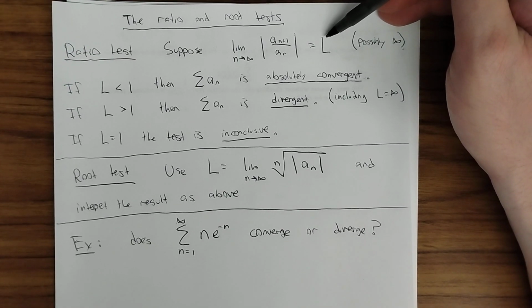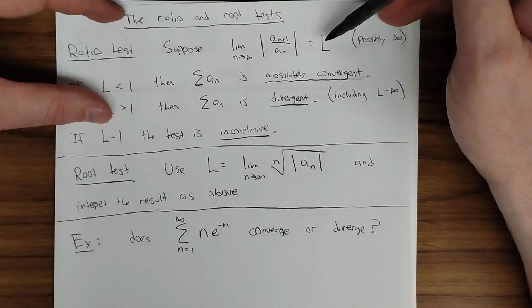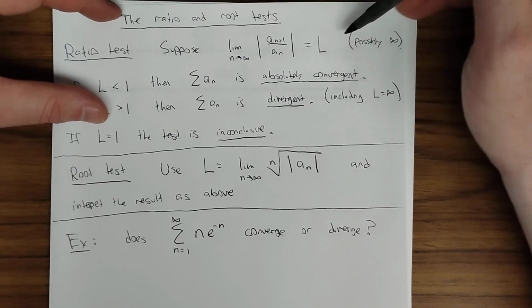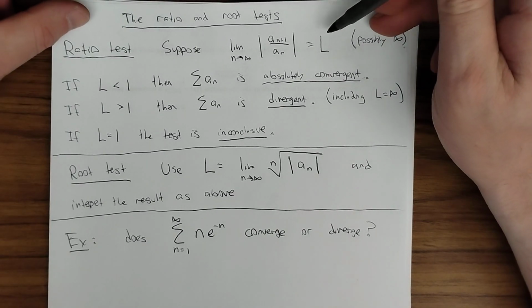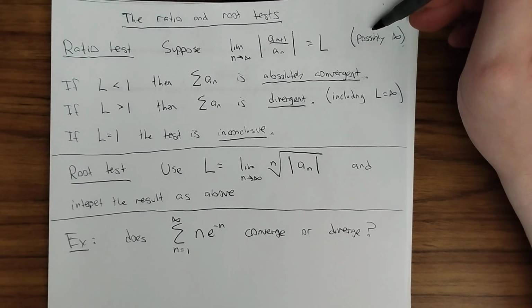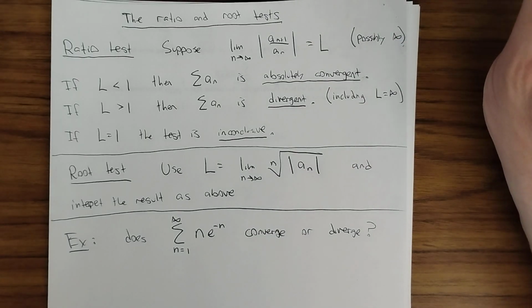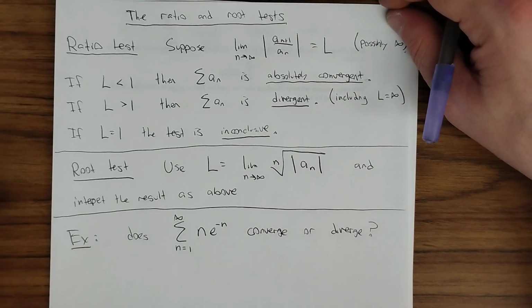If the limit doesn't exist, then you just can't use this test, really. This is going to include the possibility that L could be infinity. So that's allowed here. So L doesn't have to be a finite number. It could be infinity, but it can't be a limit that just doesn't exist.